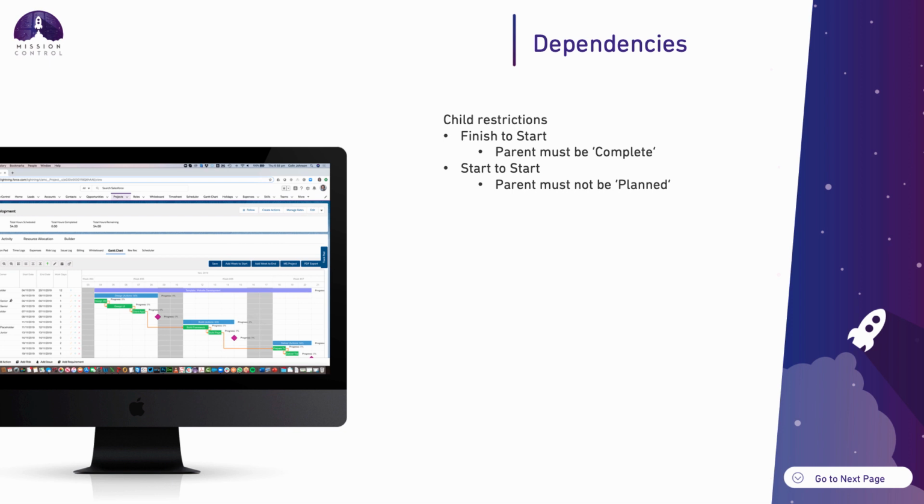So obviously you've got multiple different options now. You can have milestones or actions as parents. You can have finish to start or start to start. So we've got some logic in there now that will allow you to enforce that as well. So on a finish to start, you've got to make sure the parent is complete. On a start to start, the parent must not be planned. So we'll take a closer look at that when we get into the detail.